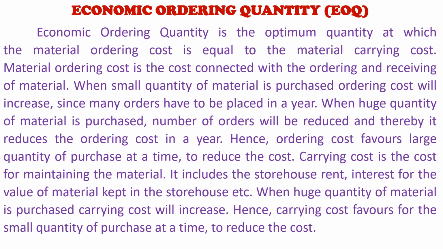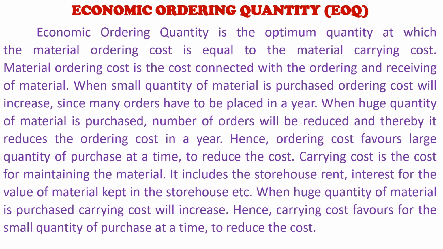Economic Ordering Quantity, EOQ. Economic ordering quantity is the optimum quantity at which the material ordering cost is equal to the material carrying cost. Material ordering cost is the cost connected with the ordering and receiving of material. When a small quantity of material is purchased, ordering cost will increase, since many orders have to be placed in a year. When a huge quantity of material is purchased, the number of orders will be reduced and thereby it reduces the ordering cost in a year.